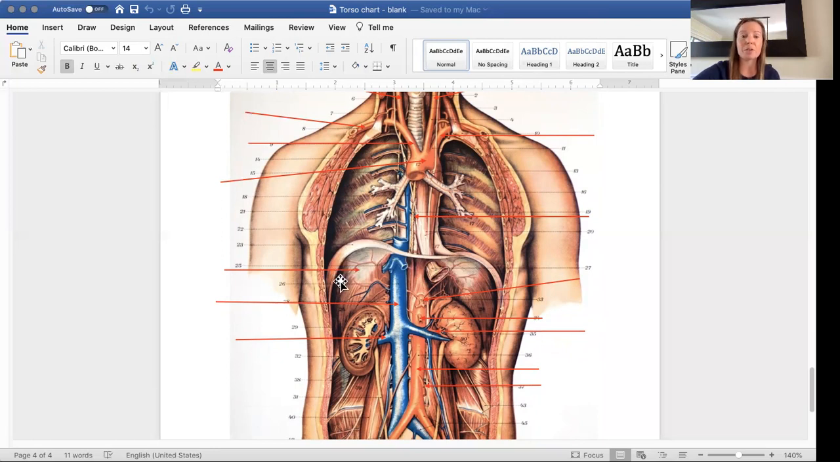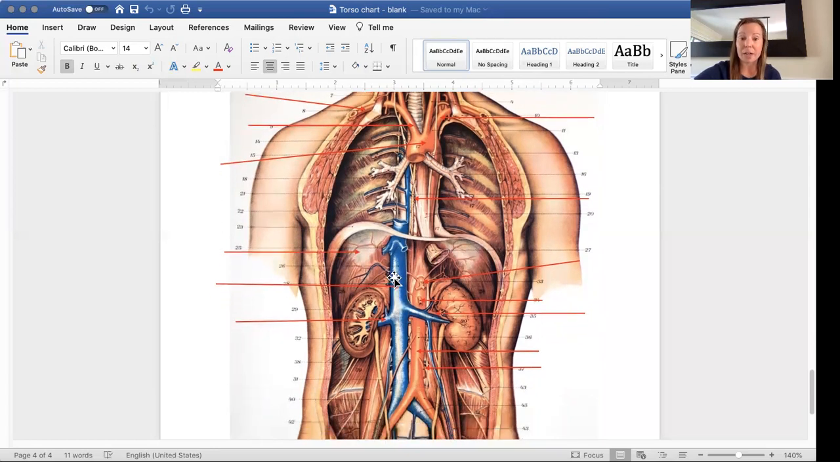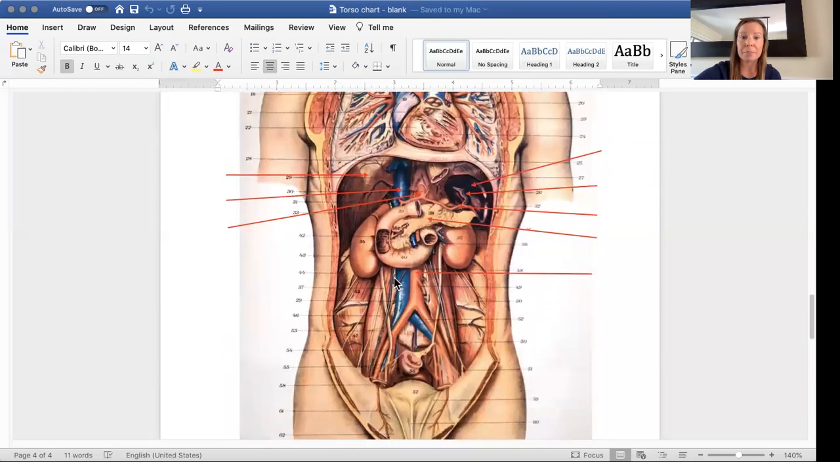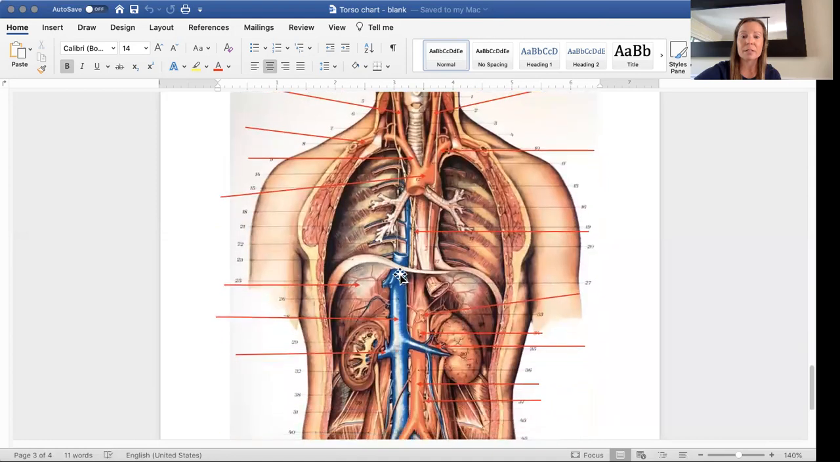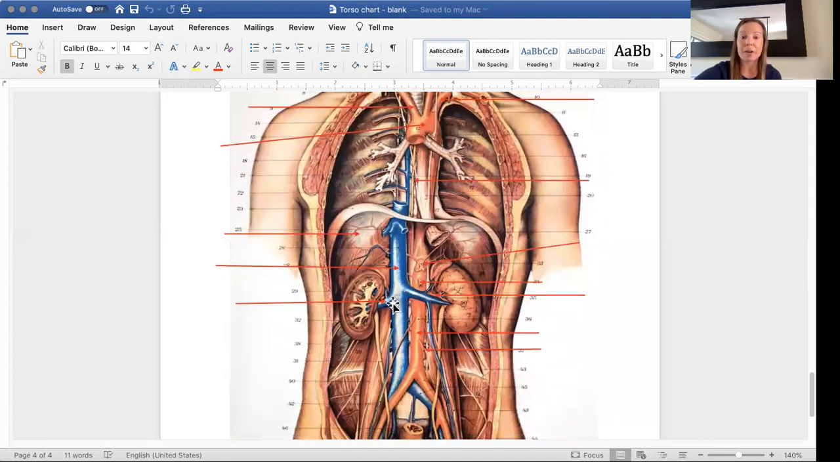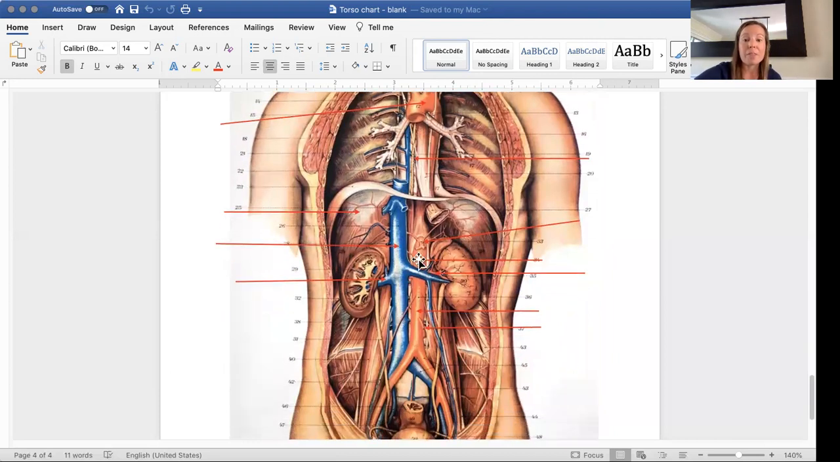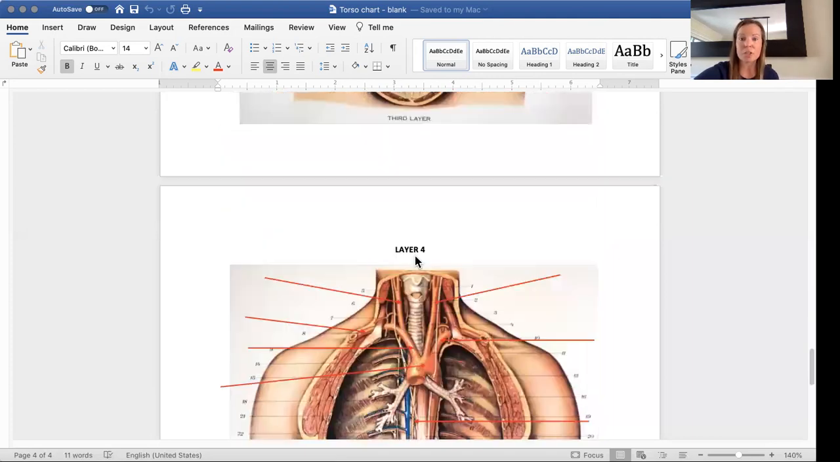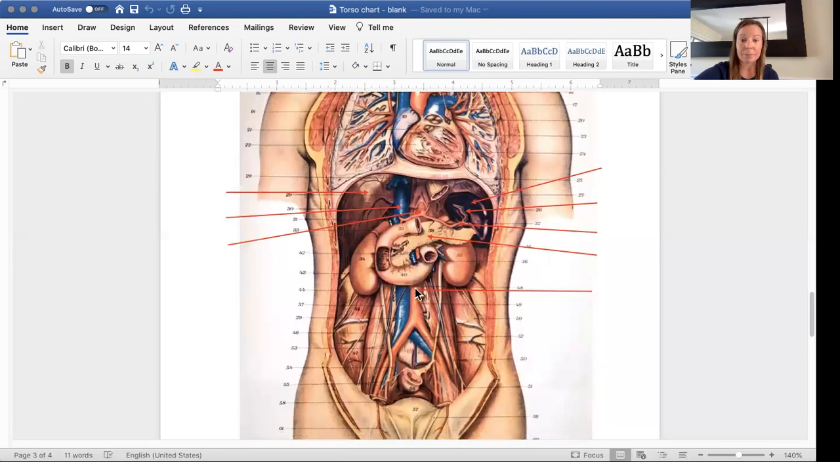You can see that really well right here, this entire structure that goes across and then down against the back body wall. This is the inferior vena cava again, just like you saw up here. This entire thing is the inferior vena cava. Now you can see it much better here now that a lot of the organs have been removed. This whole large red vessel is the abdominal aorta, just like you saw up here.